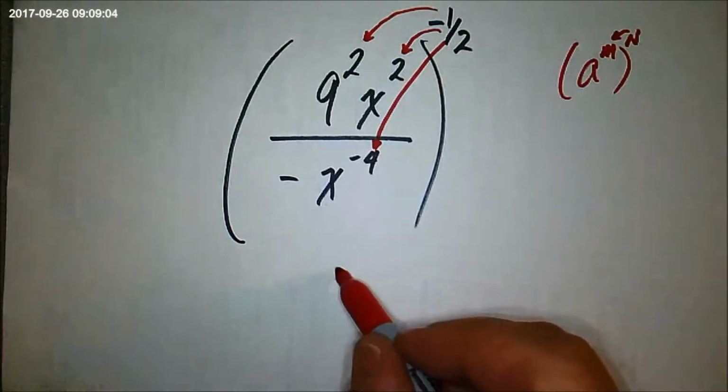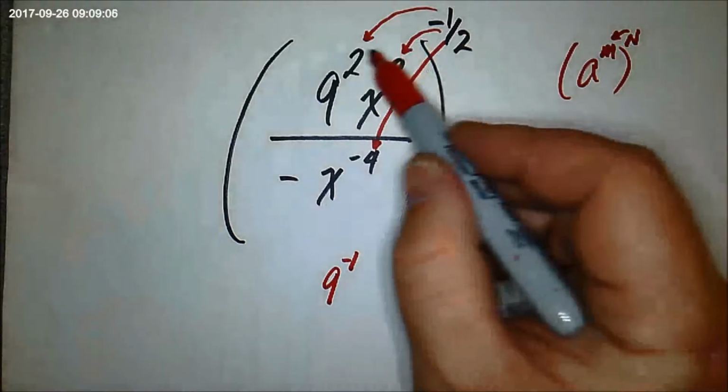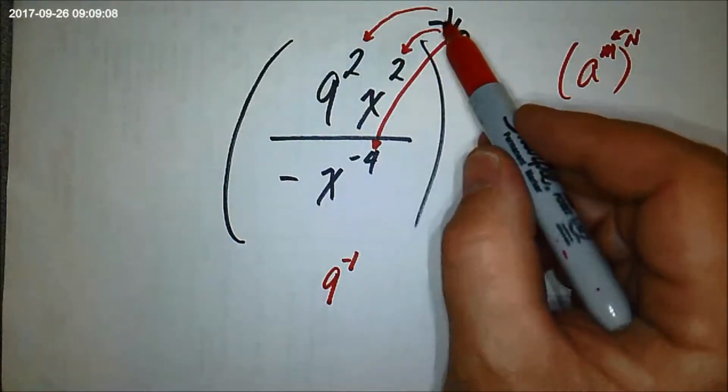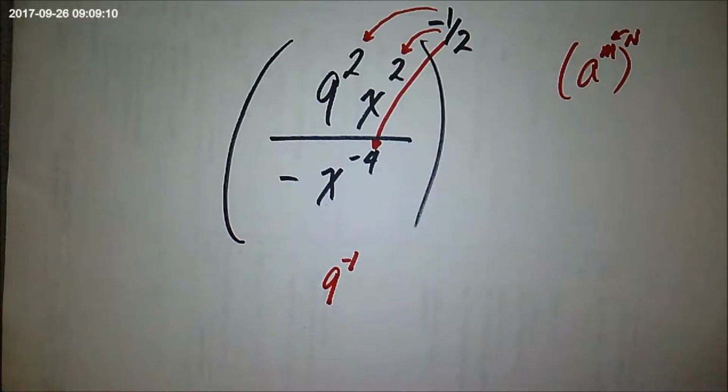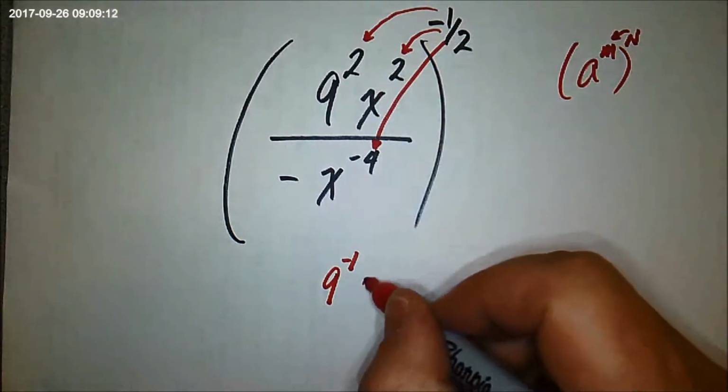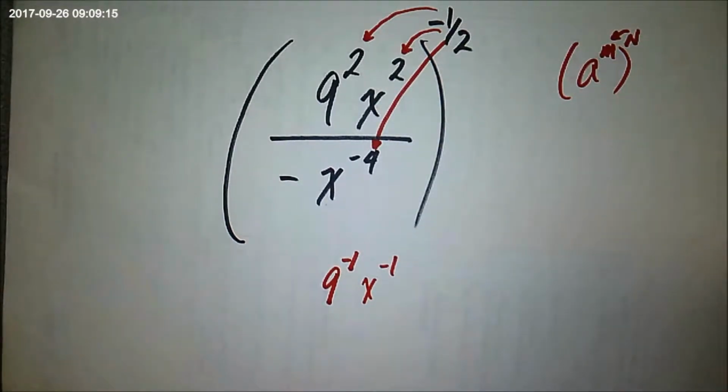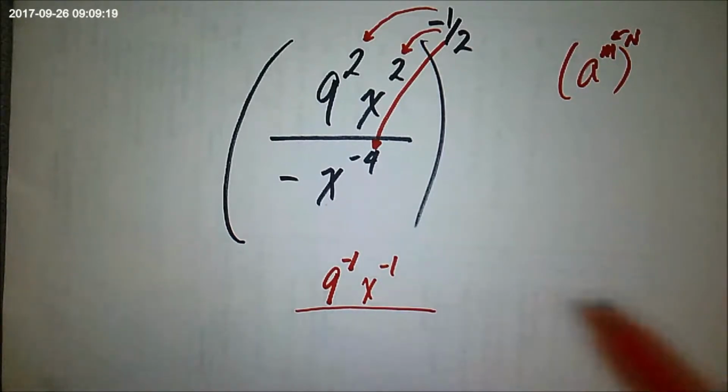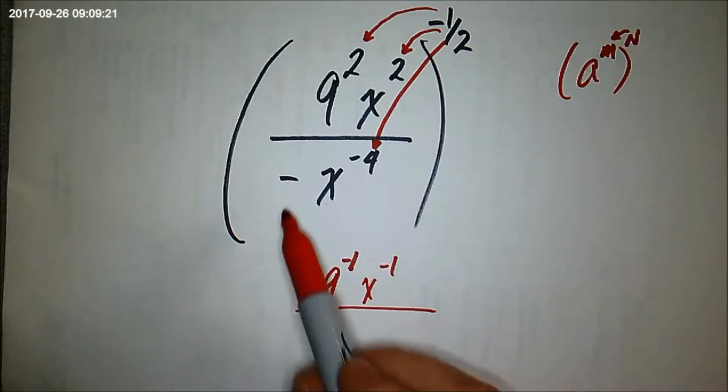So this is going to be, I'll write it right here, 9 to the negative 1, because half of 2 is 1, but it's a negative times a positive. Yeah? That's it. And this one, same thing. Do you see? Hazel, we good so far?